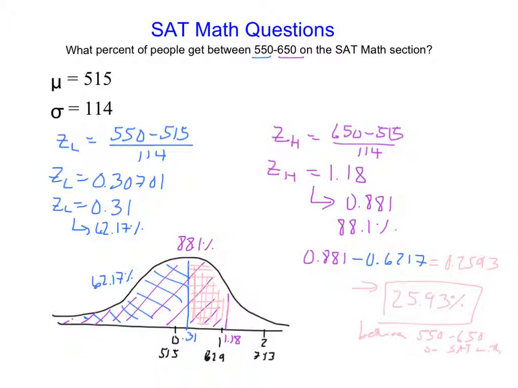So this kind of problem, it's really just two z-score conversions, and then getting the percentages for those z-scores and understanding where you are in the graph, and that the region that we're interested in is between these two bars. So we can do this whole section here, the purple minus the blue, to get how many people score between.